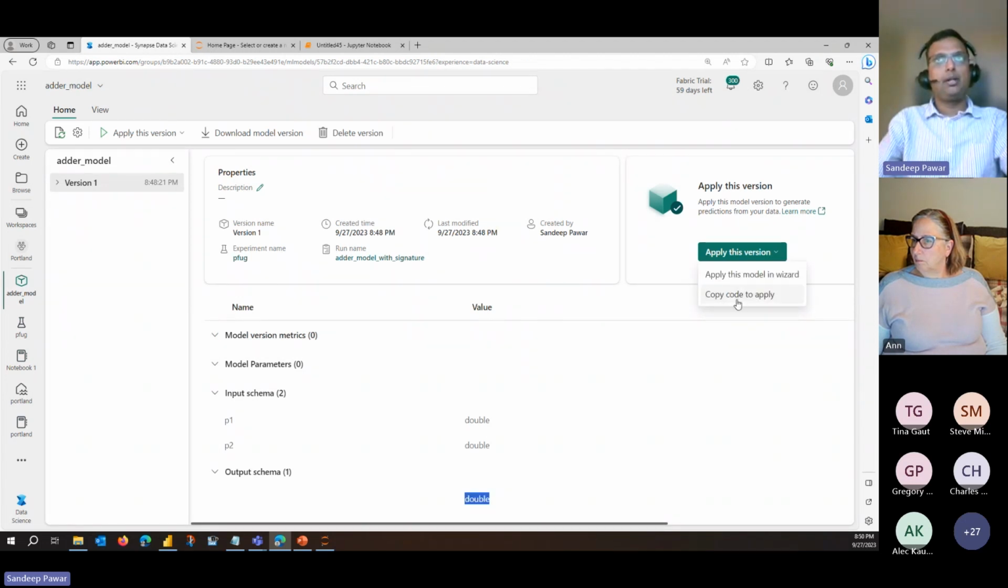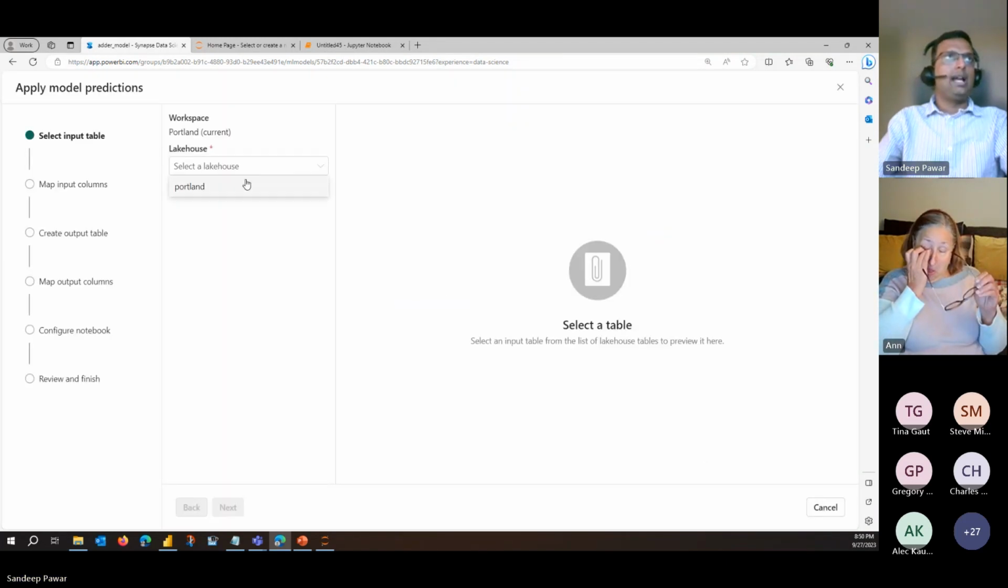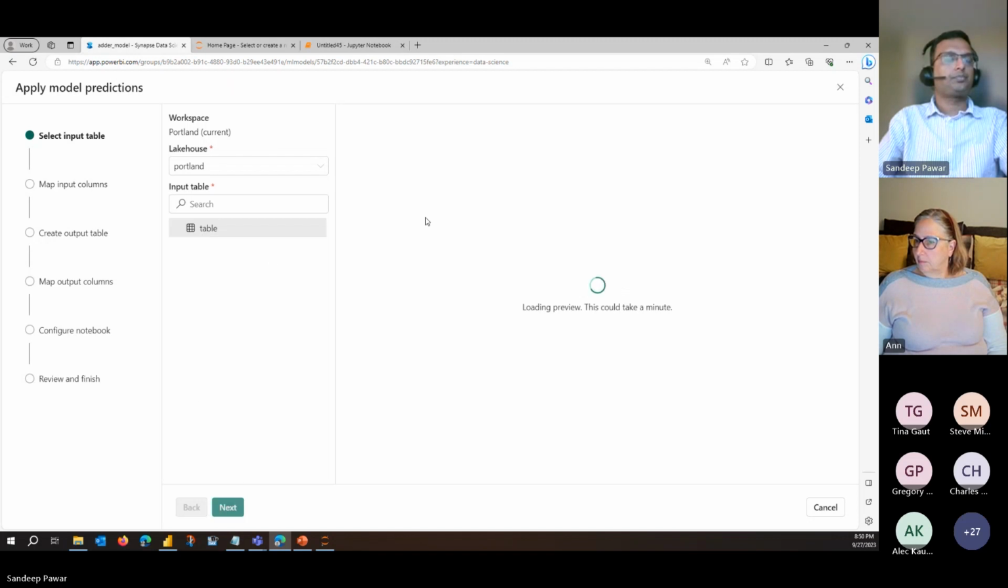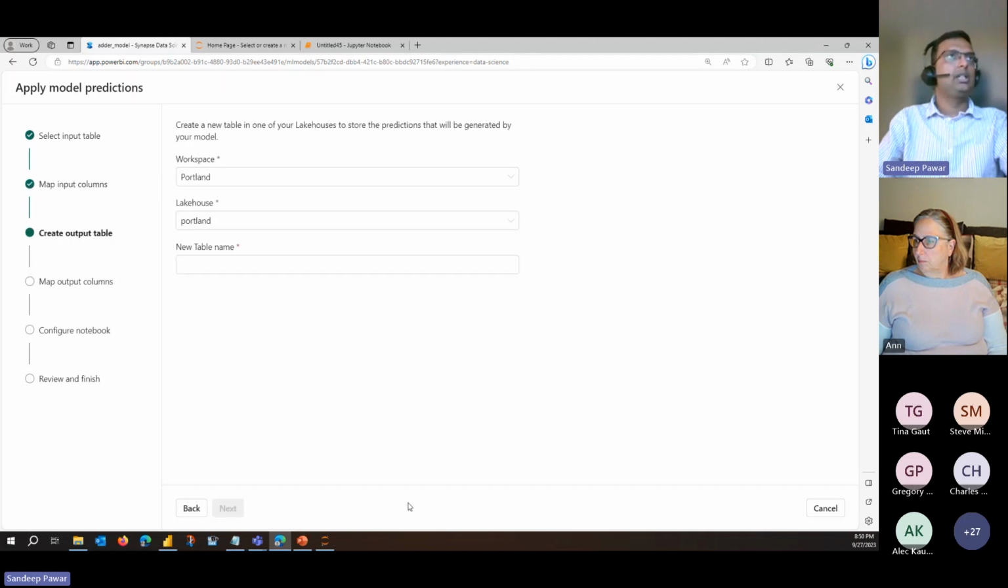So we'll first look at it using the model wizard. So I'll click on this model wizard. It will ask me where is my input table which I'll use as my input to the model. I'll say Portland workspace, and this is the table I have. I'll go to next, and it already identified that I have a column called P1. It could be different. It may be called T1. It doesn't matter, but you will map that here. I'll say P1 and then P2. In this case, it's already matched well for me.